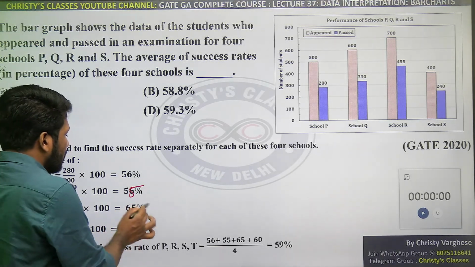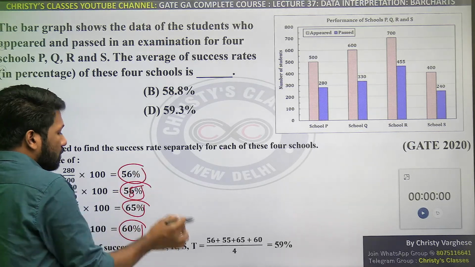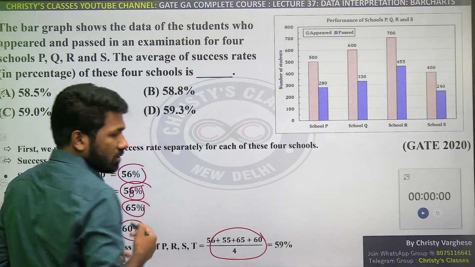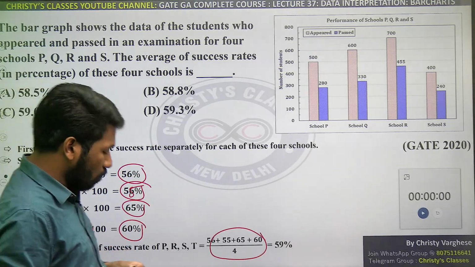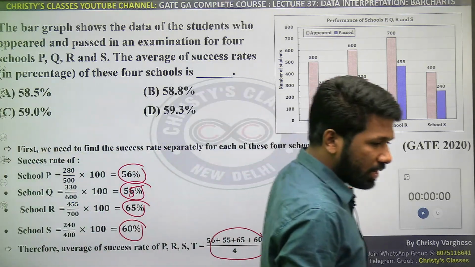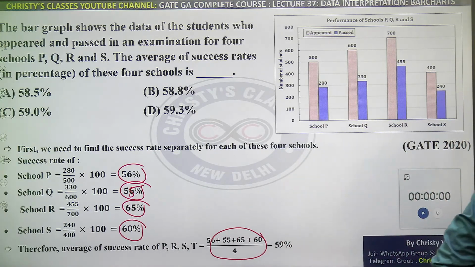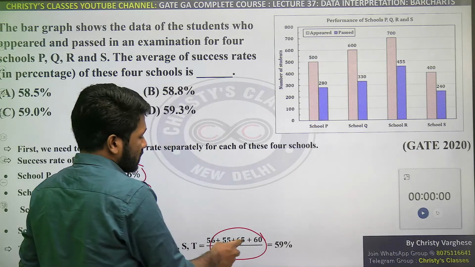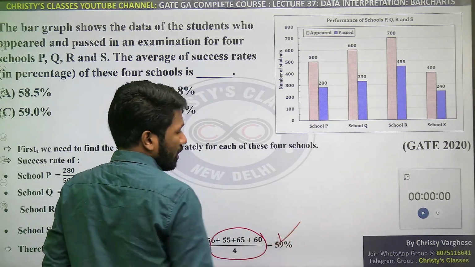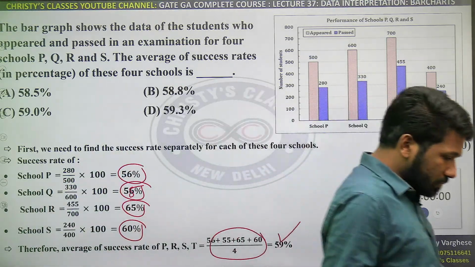ये 4% का average चाहिए. Average means sum of observation divided by number of observation. So that 4 observations you add up and divide by 4. So that is 65 plus 56 plus 55 plus 65 plus 60 by 4, 59%. All of you understood?